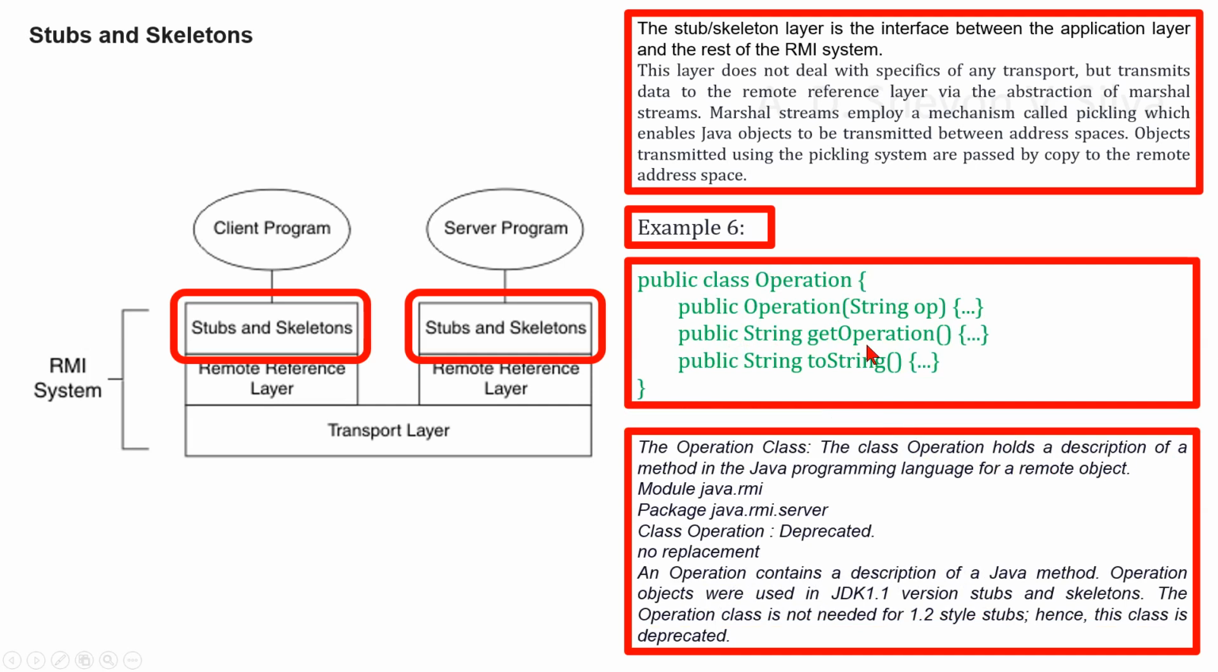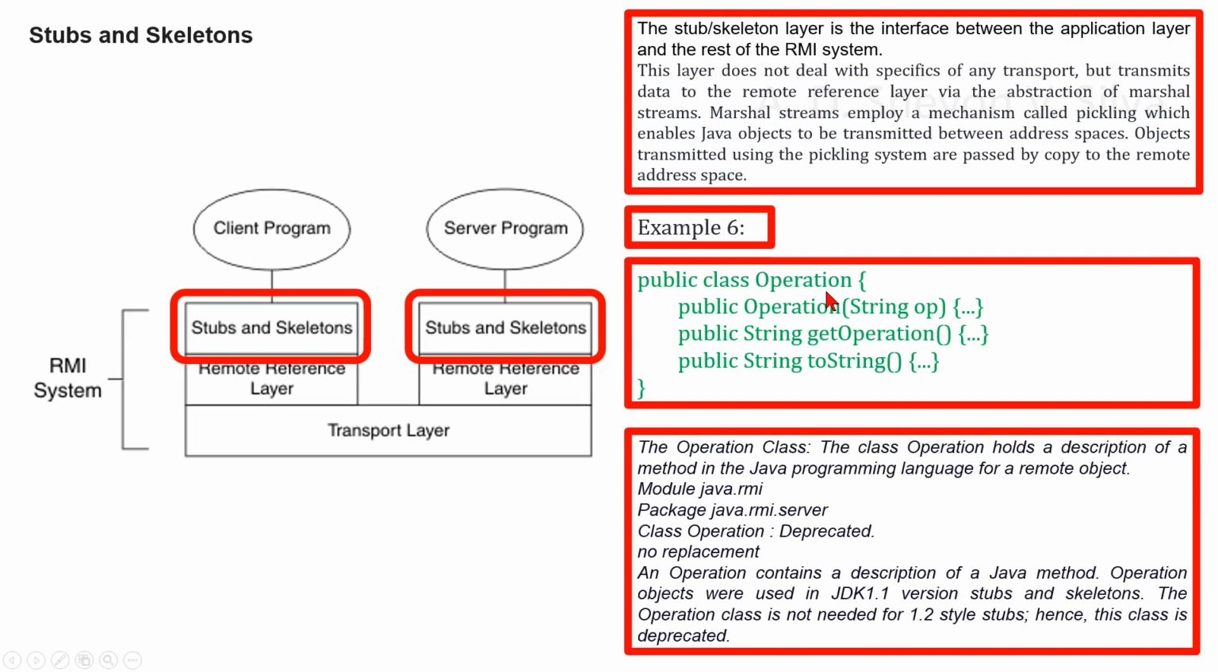Now we are considering the Operation class. The class Operation holds a description of a Java method for a remote object. The class Operation: deprecated, no replacement. An Operation contains the description of a Java method. Operation objects were used in JDK 1.1 version stubs and skeletons. The Operation class is not needed for 1.2 style stubs, hence this class is deprecated.